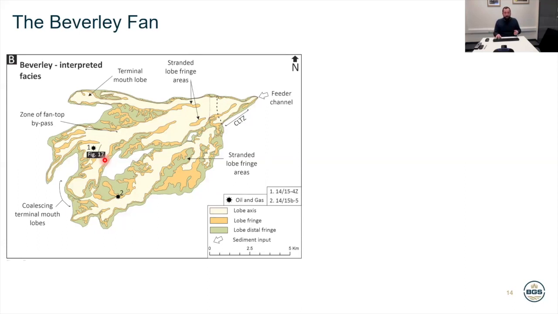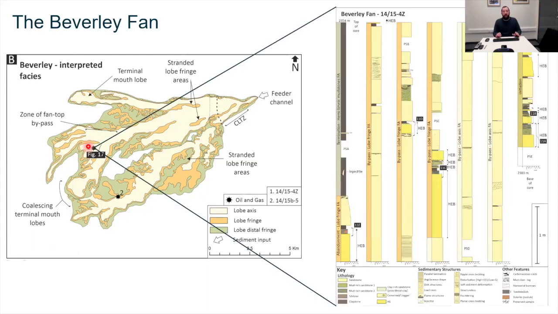Amazing architectures, one of the nicest examples there. We've got core. So the core through the Beverley fan is from this distal location just in here, in this distal but axial terminal mouth lobe. I call them terminal mouth lobes. Some people call them terminal splays. I guess it's the same thing, different name.